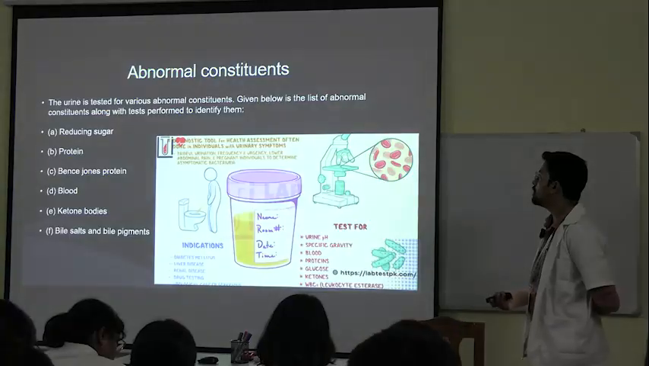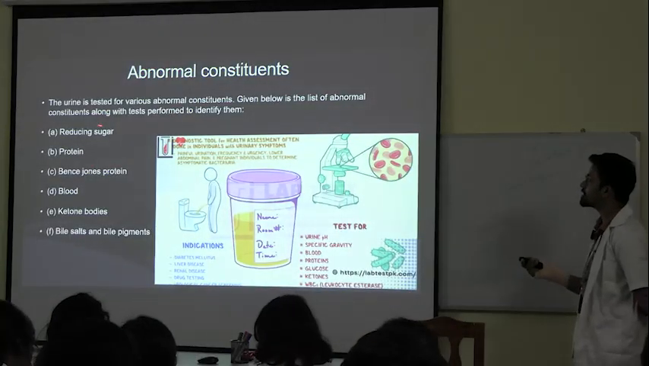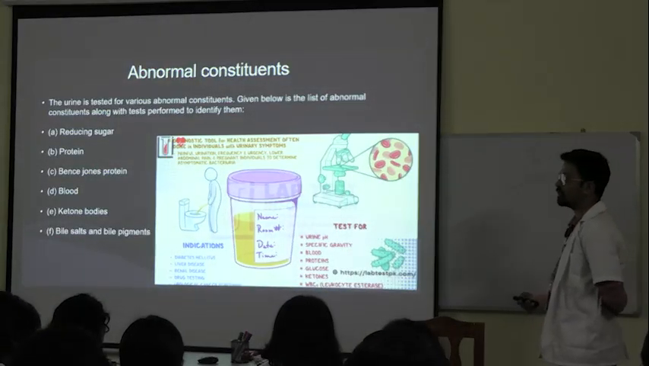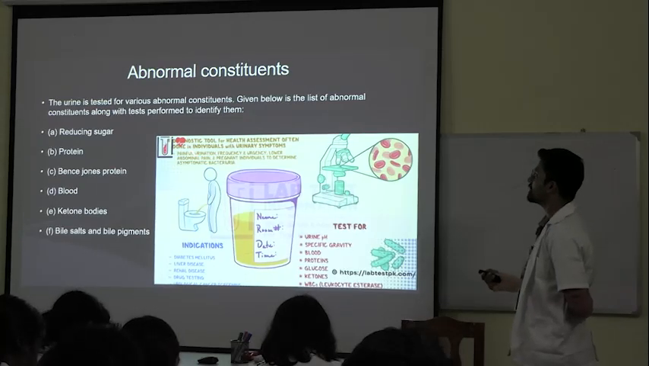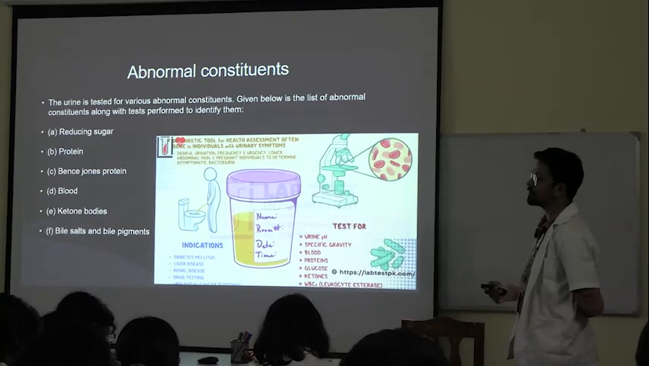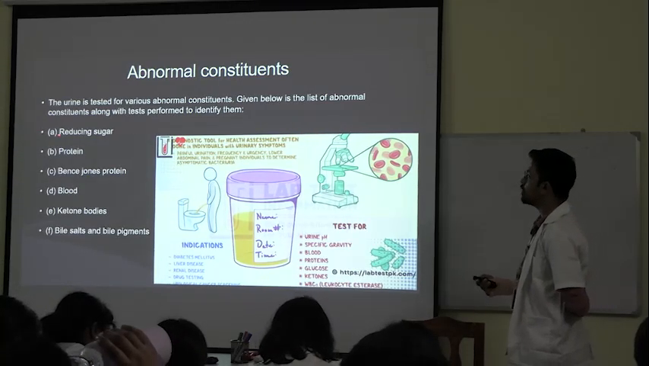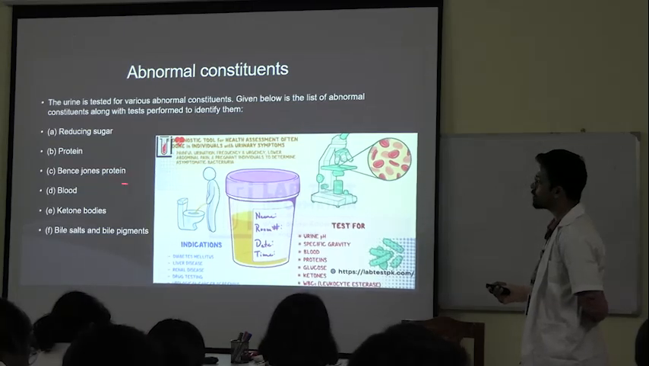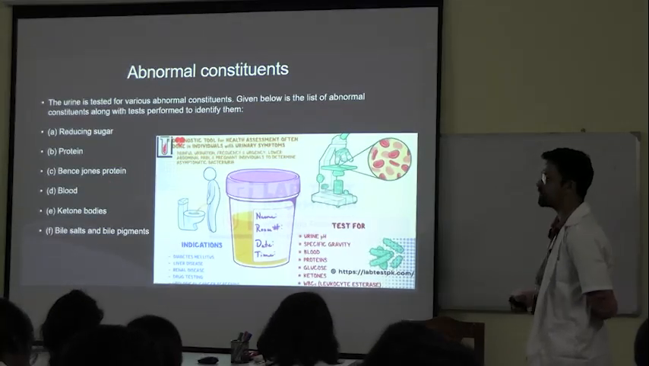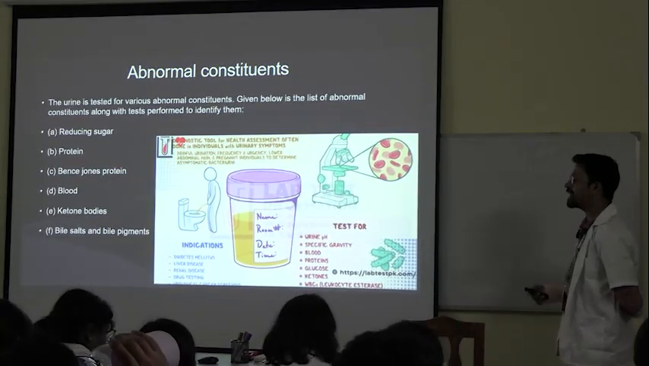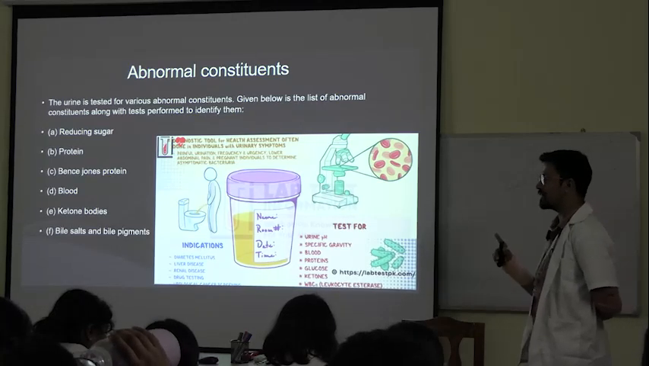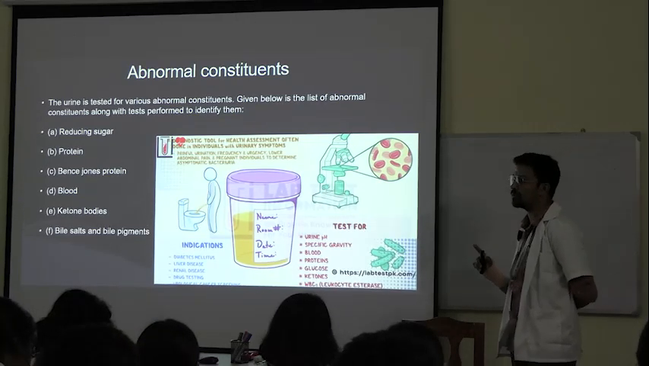Okay? Now, there is the list of the abnormal constituents that you can find in a urine sample. What are the abnormal constituents? First of all, I will be discussing the reducing sugar. There are some more as well, like protein, Bence-Jones protein. Now, Bence-Jones protein is an exception. It's a specific protein that can be found in one clinical condition specifically, that is multiple myeloma.